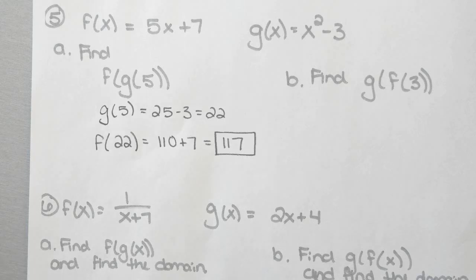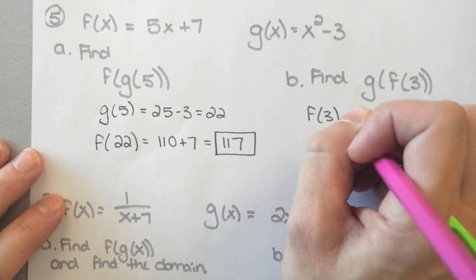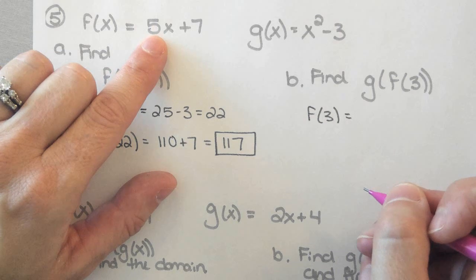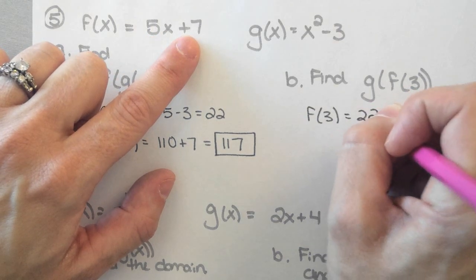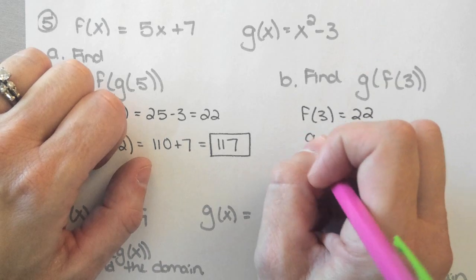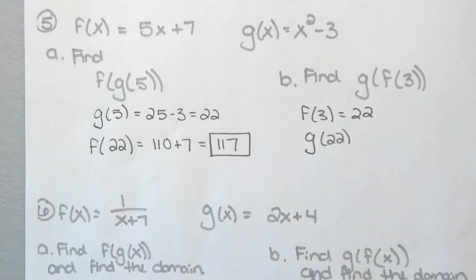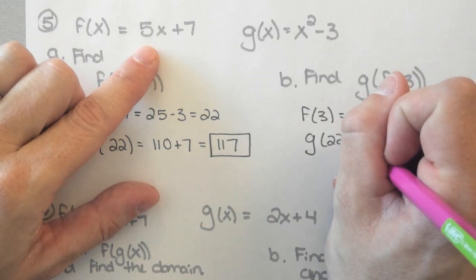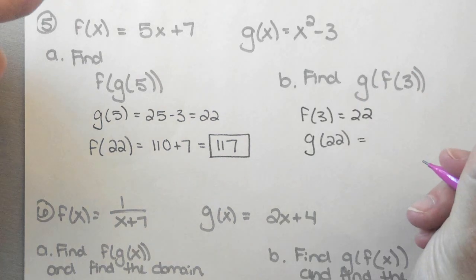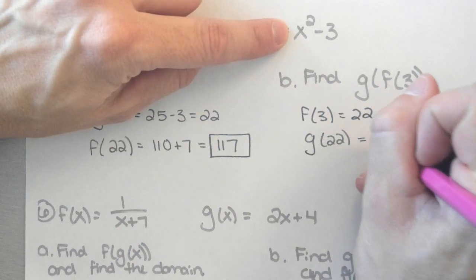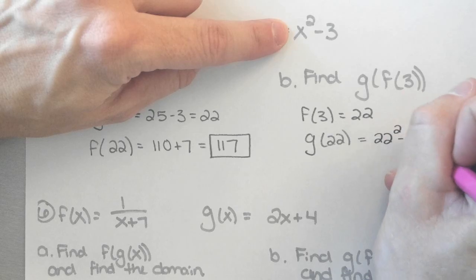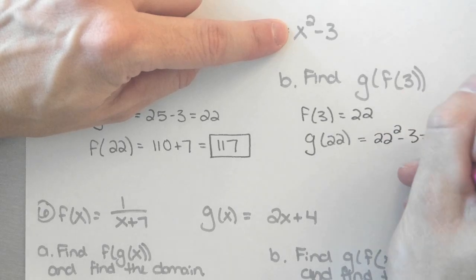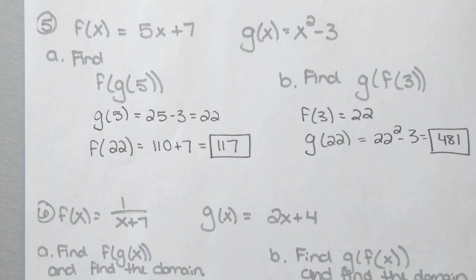G of f of 3, again starting at the innermost set of parentheses, so f at 3 first. This will give me 15 plus 7, which is 22. And then I'm going to find g at 22. Remember, think about it like substitution. Once we know what f at 3 is, we can sub in the 22 because they're the same thing. So then for this one, I'm plugging into G now. So I've got 22 squared minus 3, 481. Good for both of those?